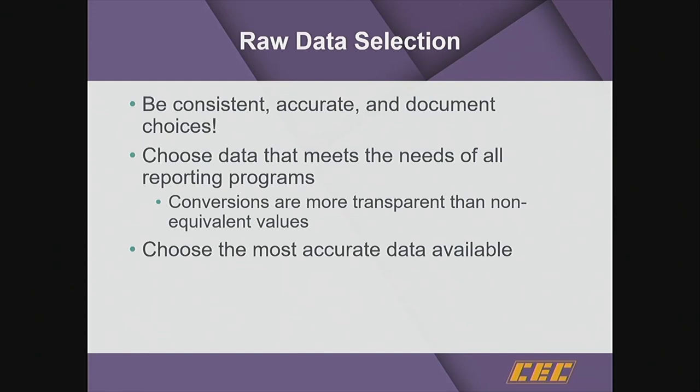So when we're doing raw data selection, using these principles, like I said, your methods and how you get to your final answer might be prescribed, but you usually have a little more flexibility when you're picking that very raw data, your throughput number. Where do you get it? Who do you ask? And this is where these principles are especially valuable, to be consistent, accurate, and document everything where you got it. Choose data that meets the needs of every reporting program you have, convert instead of asking for numbers in different units, and choose the most accurate data you have available. So if you have a meter versus some guy went out and looked at the belt and thinks he knows what it is, there are definitely better answers there.